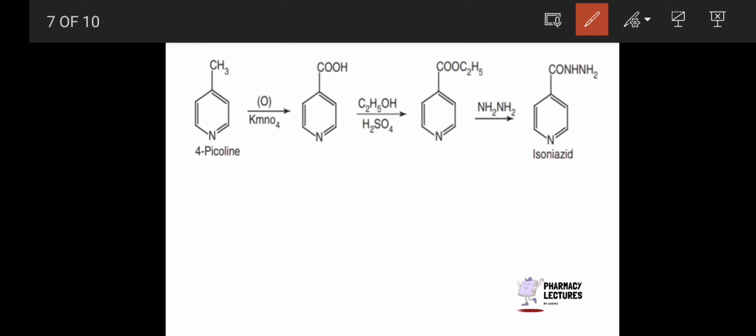First, 4-picoline will undergo oxidation in the presence of potassium permanganate, and the methyl group present in 4-picoline will be converted into an acid group, so that we will get isonicotinic acid. The isonicotinic acid formed will undergo esterification reaction with alcohol, ethanol, in the presence of sulfuric acid, and will be converted into the ethyl ester of isonicotinic acid, which will further react with hydrazine, and finally isoniazid is formed.